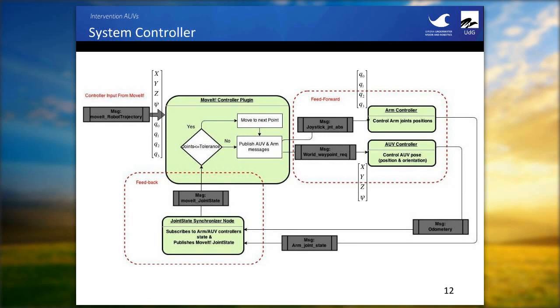So the controller was mainly splitting these 8 degrees of freedom into 4 degrees of freedom for the AUV and 4 degrees of freedom for the arm. And in order also to be sure that the actual system reached the required accuracy, we had to implement a feedback loop that takes the current state of the joints from the system controllers and compares them with the required points. And until a certain precision is reached, we keep sending the same message again and again.